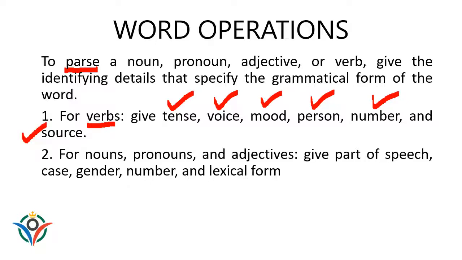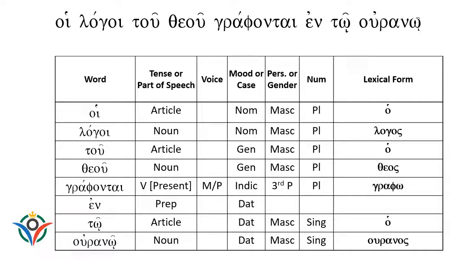And then when we parse nouns, pronouns, or adjectives, we give the following information in this order: the part of speech, the case, gender, number, and lexical form. All right, so we will practice parsing using a parsing sheet. Let's do some translation work together. I'll read the Greek text for us first, and then we'll parse each word together.